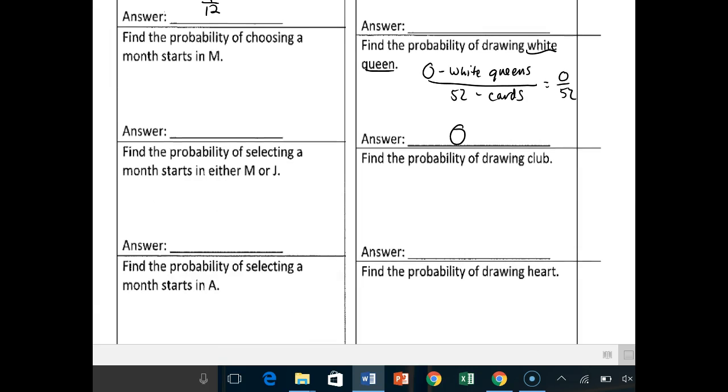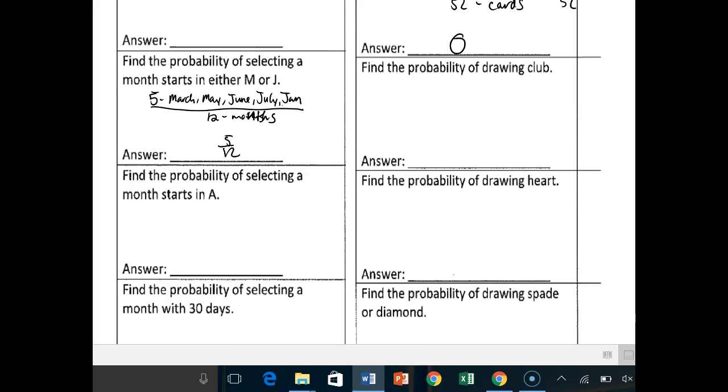Find the probability of selecting a month that starts with either M or J. So let's think about that. We have March, May, June, July, and January, right? So that's 5 months out of, again, 12 total months. And so that gives us a probability of 5 over 12.